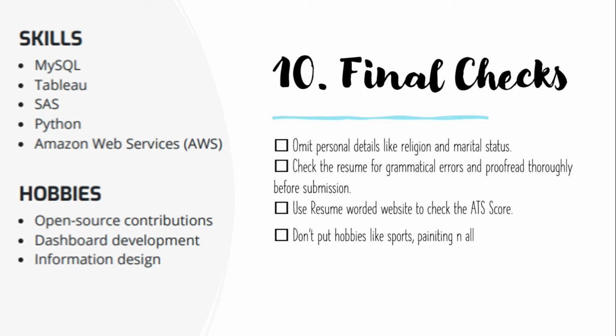When you use this website, Resume Worded, you will get the ATS score. It should be more than 80%, otherwise your resume will get filtered out. Okay. And don't put hobbies like sports, painting and all in the resume. Instead, if you are applying for the data analyst or Power BI analyst role, then you can mention hobbies like open source contribution, dashboard development, information design, etc.